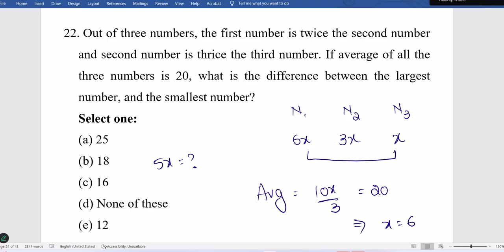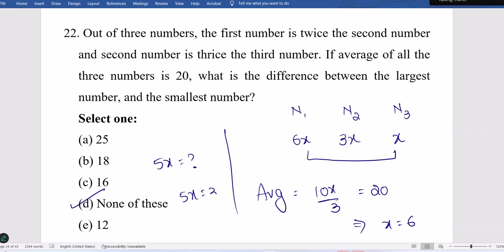Largest and smallest is 5x, right? See, the third number I'm taking as x, the second number is thrice the third number, 3x. The first number is twice the second number, 6x. This is the average. Average means the sum of terms divided by the number of terms. 10x divided by 3, they have given it as 20. So we can clearly understand x is 6 there. The question is regarding the difference between the largest number 6x and the smallest number x, which means 5x is what we need to calculate. Answer must be 30.